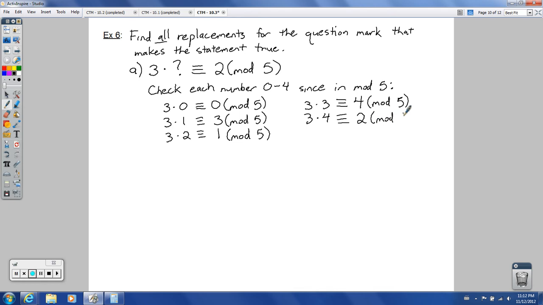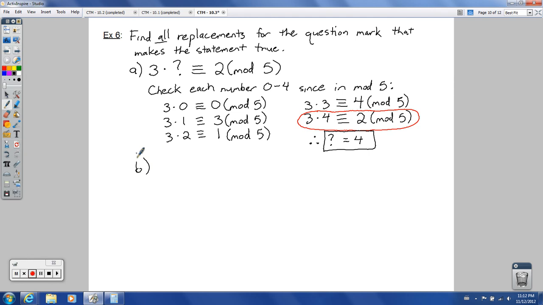So what's the one that I wanted? Let's put this in our different color. Let's circle this. Here is the one that actually worked out. So 3 times 4 is the same thing as 2 mod 5. Therefore, we've got our answer. The question mark in this case is equal to 4. This would get filled in with a 4 here. It would make that work out.